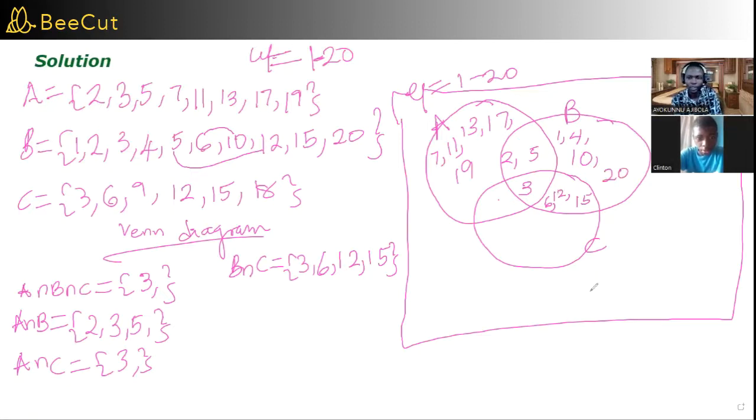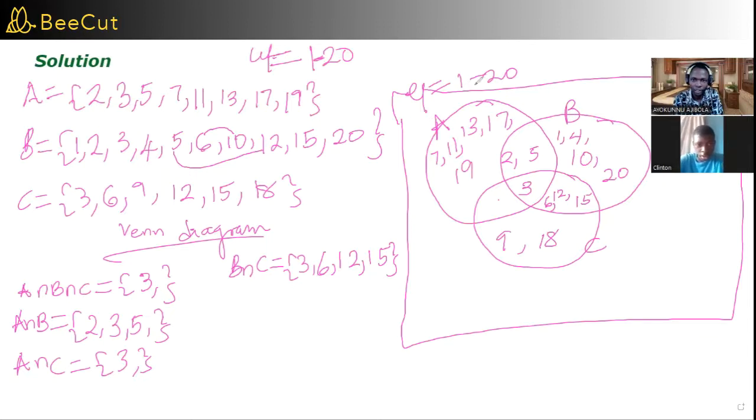Now, let's look at this empty space. Let's check if there is anything in the universal. Okay, remain C. What are the elements of C? 3, 6, 9, 12, 15. I've seen 3, 6, remain 9. I've seen 12, 15, remain 18.